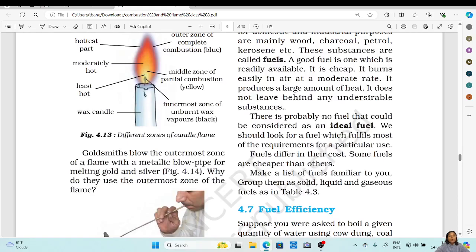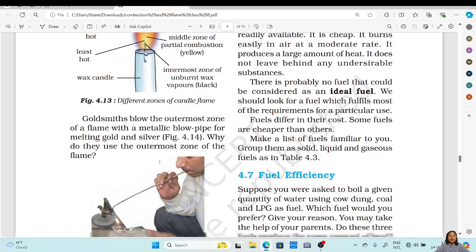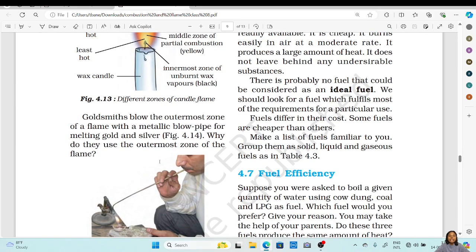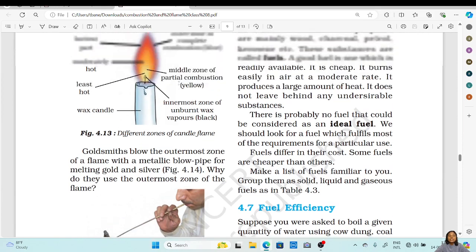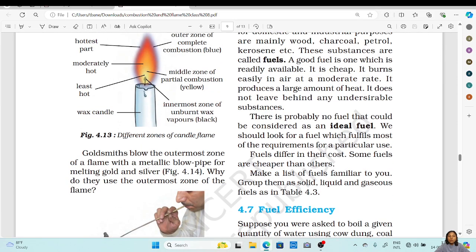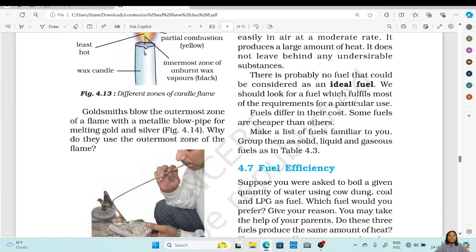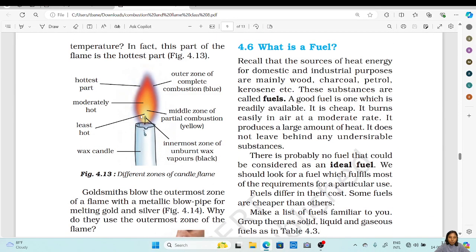dark zone. Now, goldsmiths blow the outermost zone of a flame with a metallic blow-pipe for melting gold and silver. Why do they use the outermost zone of the flame? So, this is why. When we talk about gold and silver, their melting points are very high. So that is the reason that the goldsmith blows in this outer non-luminous part, because here the temperature is very high as compared to the inner part.